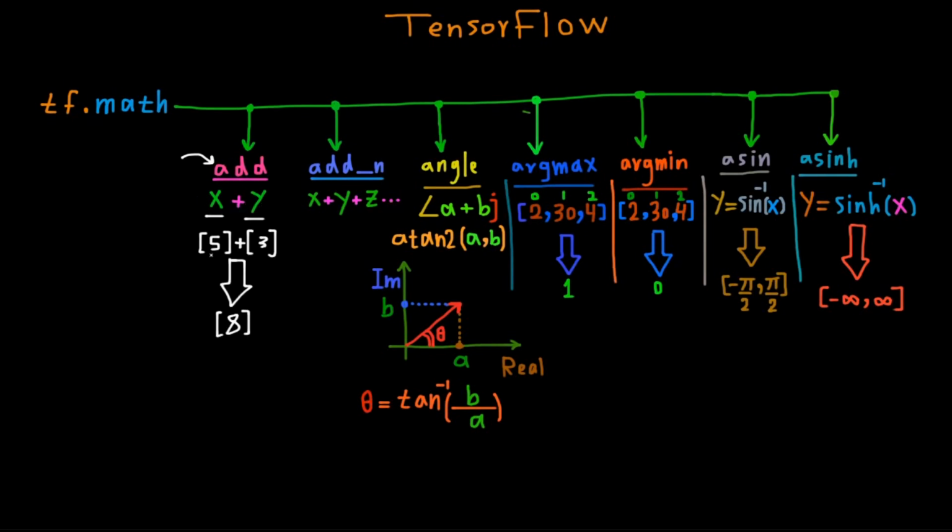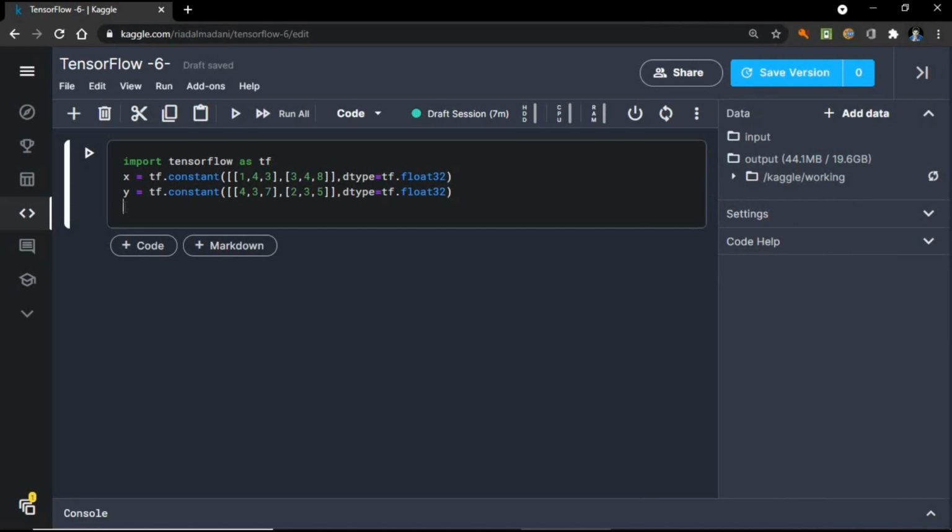For example, let's say tensor x has just one element, which is 5, and tensor y has one element as well, which is 3. If we apply this function on these two tensors, the result equals 8, which is a tensor with one element as well. Now we will use add function from tf.math module. So let's do it. tf.math.add open parenthesis x comma y.